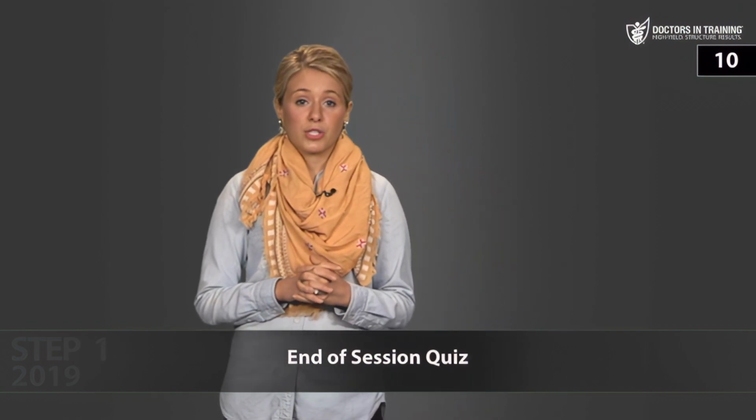Last one. Drug A has a therapeutic index of 10 to 1, while drug B has a therapeutic index of 2 to 1. Which drug would be considered safer? There are two ways to approach this. You can remember that therapeutic index is LD50 over ED50.